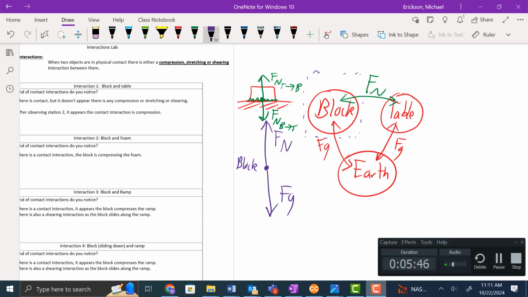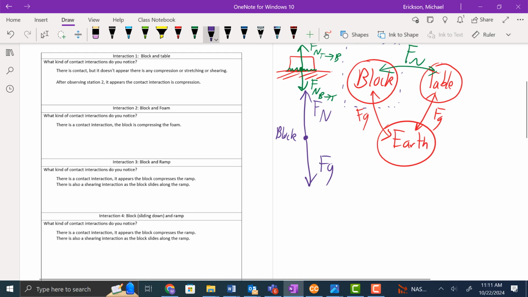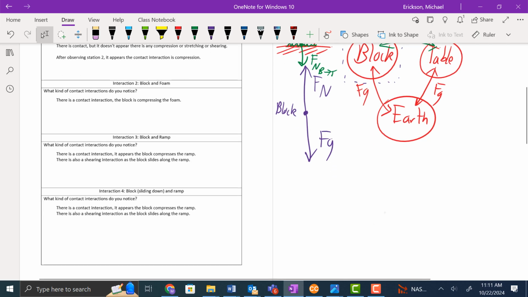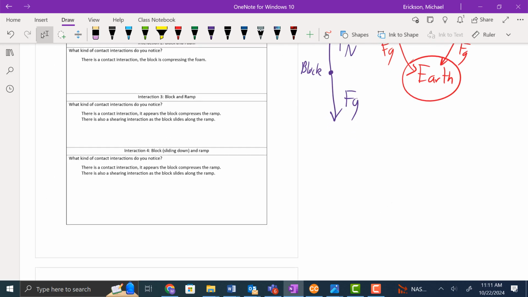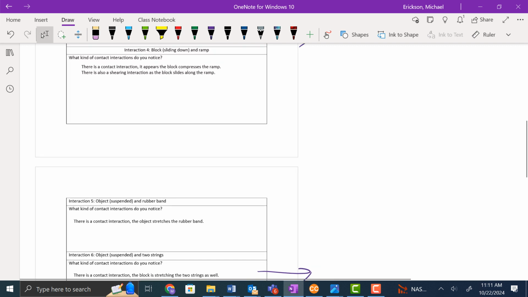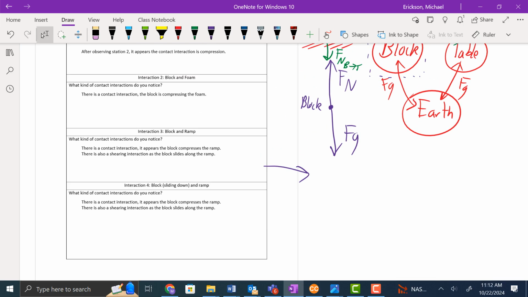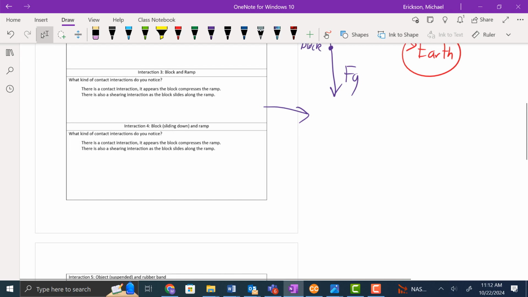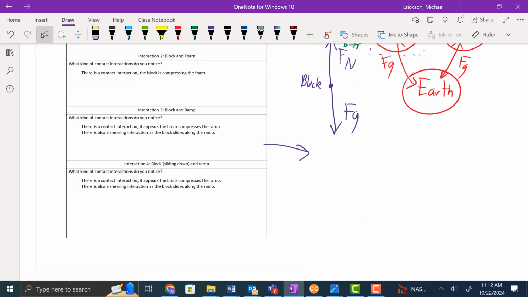All right, I'm doing pretty decent on time. But what I will probably have y'all do, I'm probably going to stop this video here. I'll let you guys do the block and the ramp. And then we'll also do this one with the 2 strings. I'll probably do this one really quickly. But for y'all, do interaction 3, interaction 6, and we'll meet up next video, and I'll show you how I'm going to work through it.